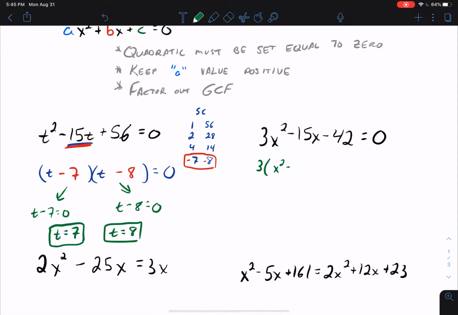I'm going to be left with x squared minus 5x minus 14 equals 0. Now, what I can do is divide both sides by 3, just so I can be left with x squared minus 5x minus 14 equals 0. I don't necessarily need to show that step from here on out, but just know that when you factor out a GCF, you can divide both sides by that GCF as long as it's a number, just to get rid of it.